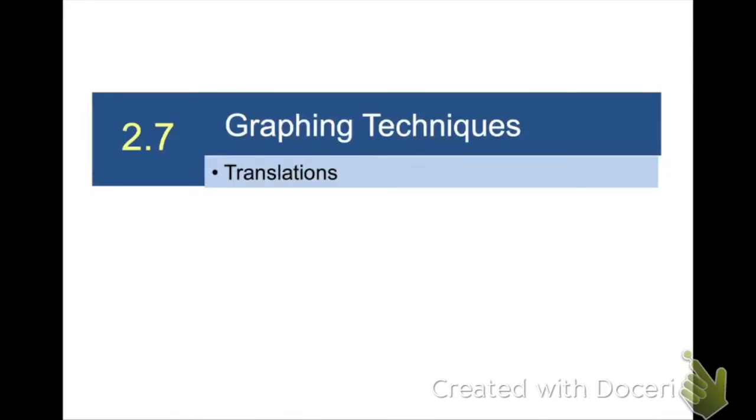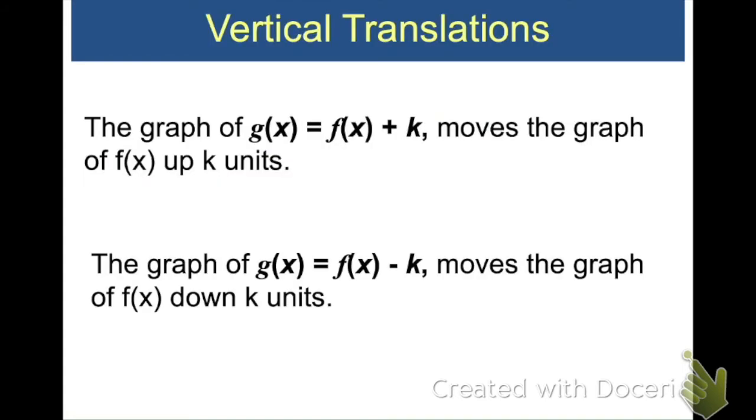2.7 Part 3 Notes. In this part of the notes, we're going to look at translations of functions. So moving functions up, down, left, and right. We're going to start with vertical translations. So a vertical translation looks like taking a constant, in this case k, and adding it to the end of a function or subtracting it.